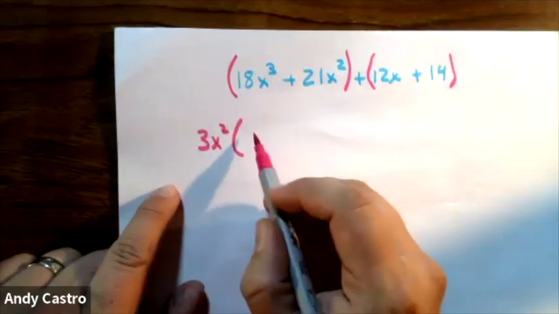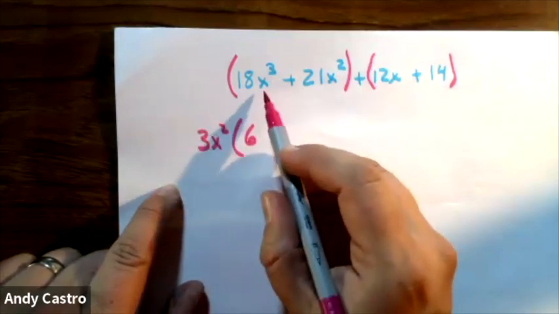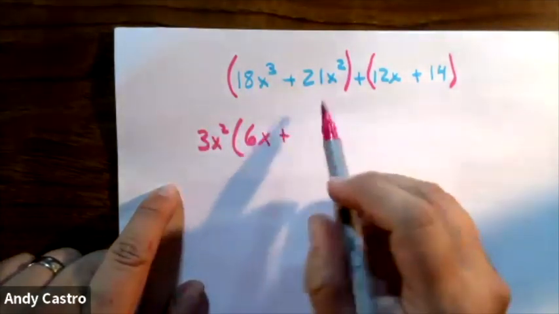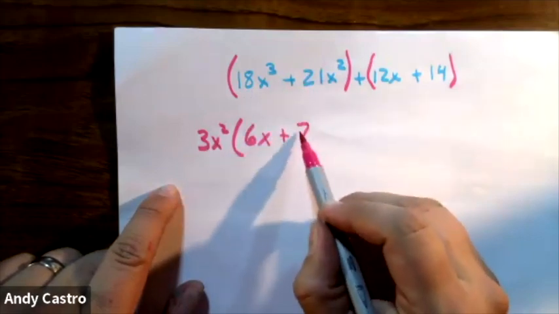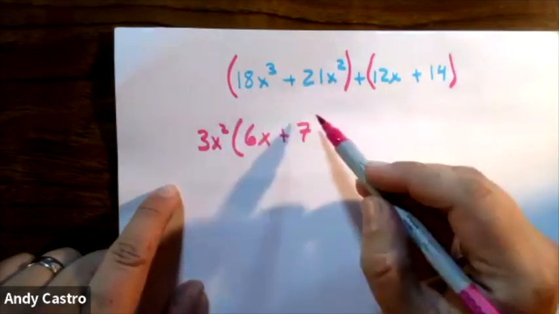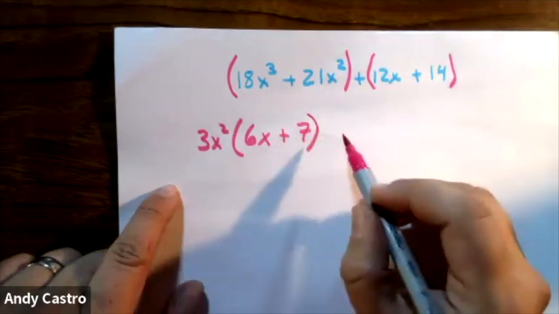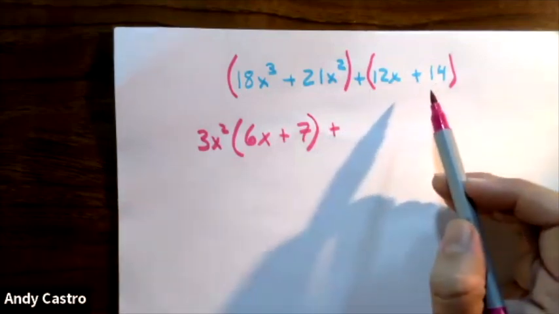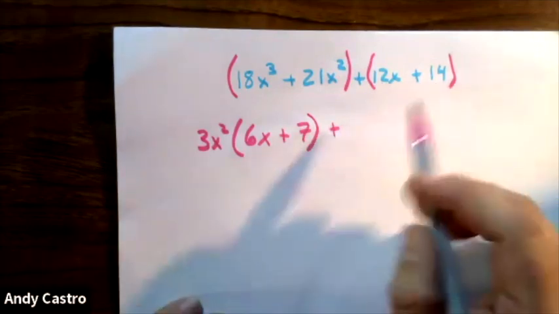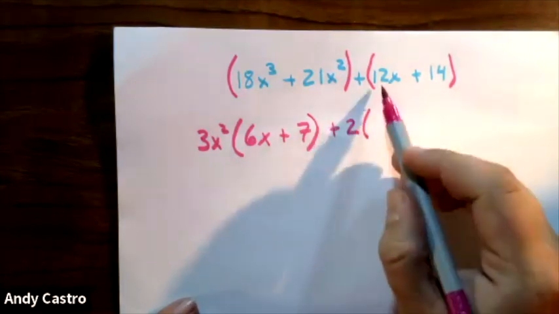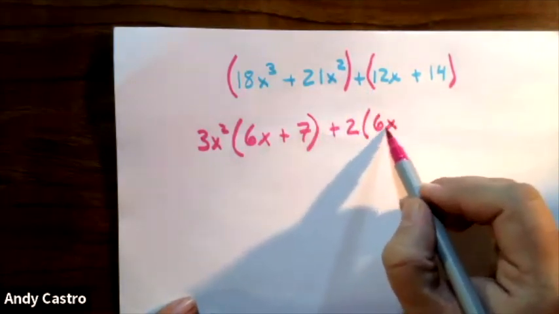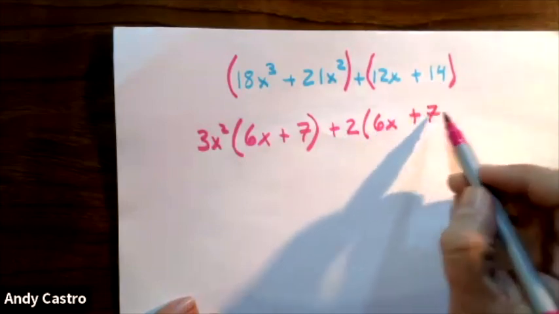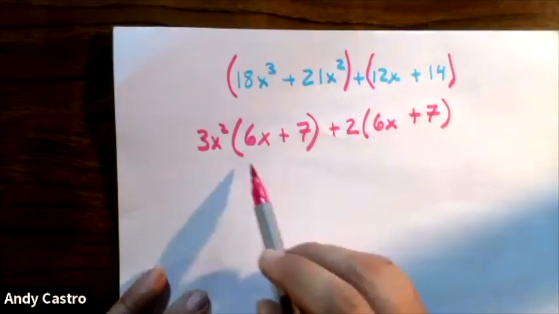So if I pull a 3 out of the 18, that leaves me with 6, and an x squared out of the x cubed, that leaves me with x. Plus, if I pull a 3 out of the 21, that leaves me with 7. Pull an x squared out of the x squared, and I just have 7. Plus 12x plus 14, I could pull a 2 out of the 12 and 14. 2 out of the 12 is 6x, and 2 out of the 14 is 7.